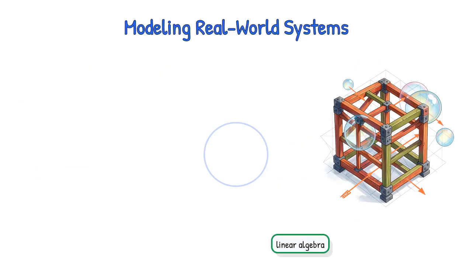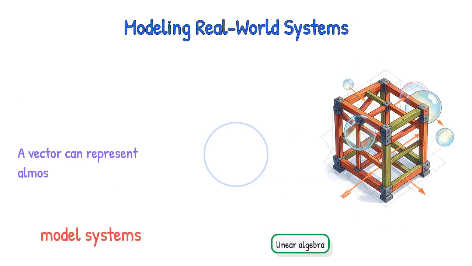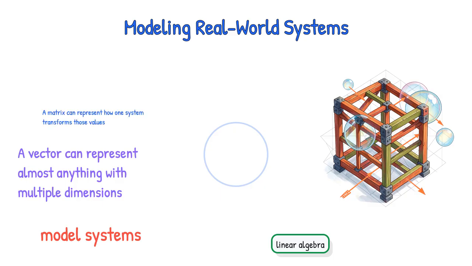First, linear algebra helps engineers model systems. A vector can represent almost anything with multiple dimensions: position, velocity, force, color, sensor readings, you name it. A matrix can represent how one system transforms those values. This is useful because real engineering problems are rarely about one number at a time, they are about interactions.